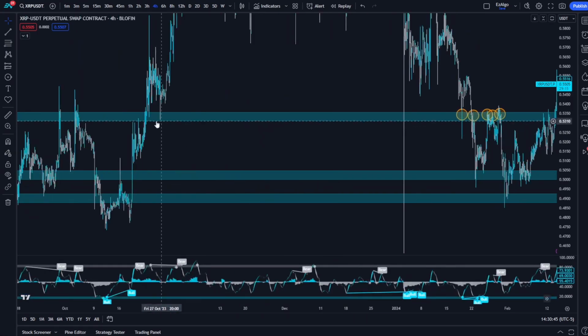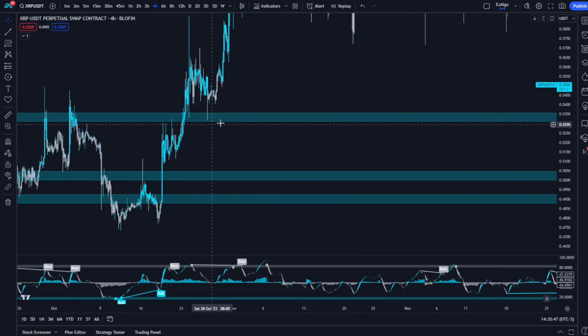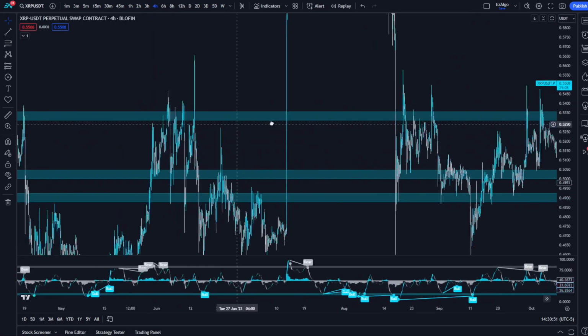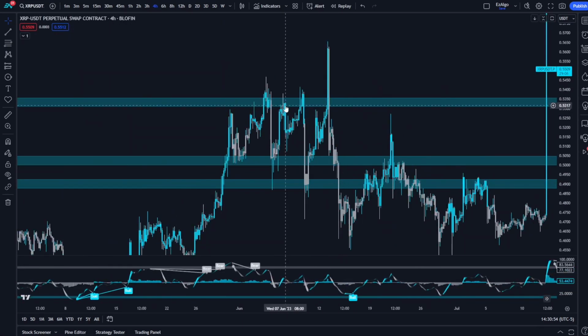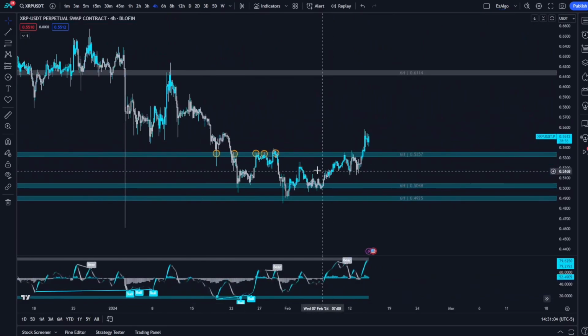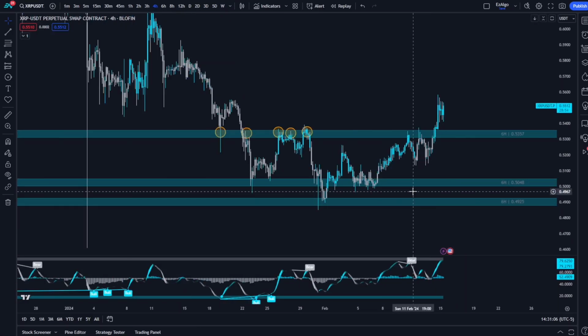And if we look left, right, it's rejected from this level once again, right? Bounced from this level, rejected, rejected, rejected, rejected. So this is a key level. And even if we look back even further, all the way to June, price had been rejecting this level. So this is a key level that you can look to take a long or short position.